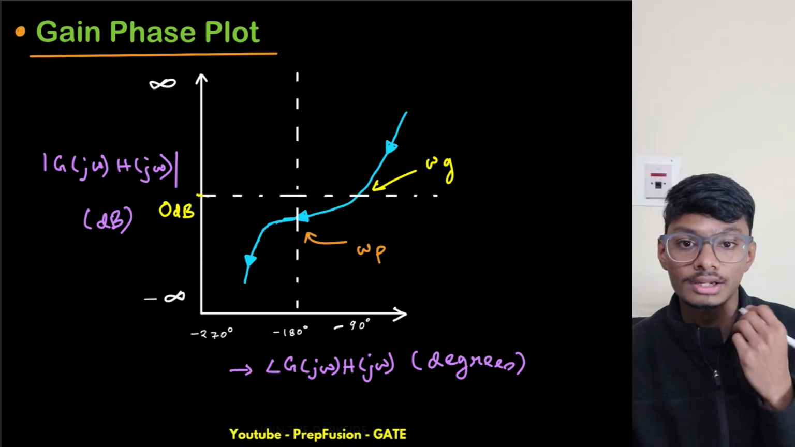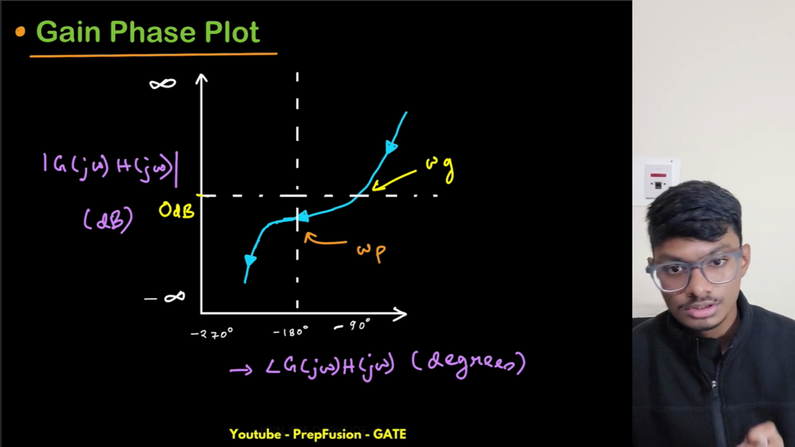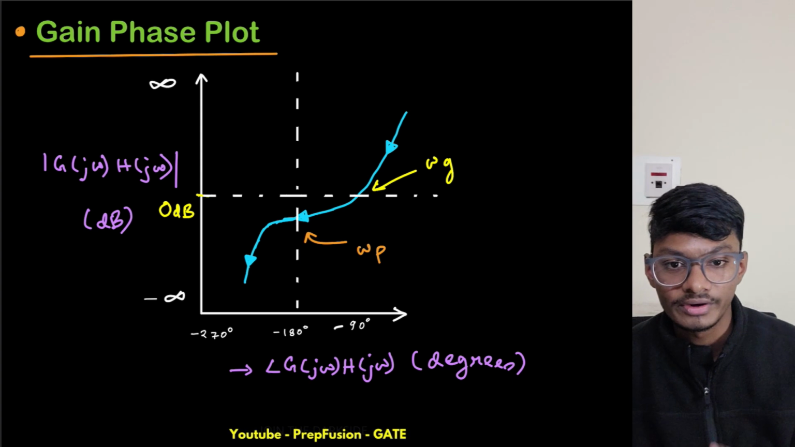Then this is the frequency, this is my gain crossover frequency, omega g, basically. Now let's come to the relative stability parameters, the phase margin and the gain margin. So let's see how to find the phase margin.